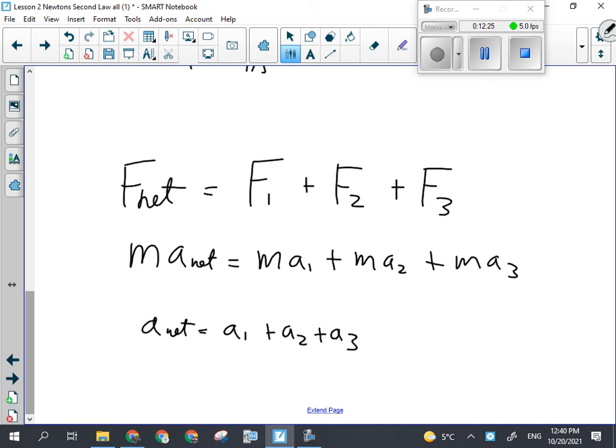They're all vector quantities. We add all vector quantities in the same way. Therefore, these three relationships should be true. Okay.